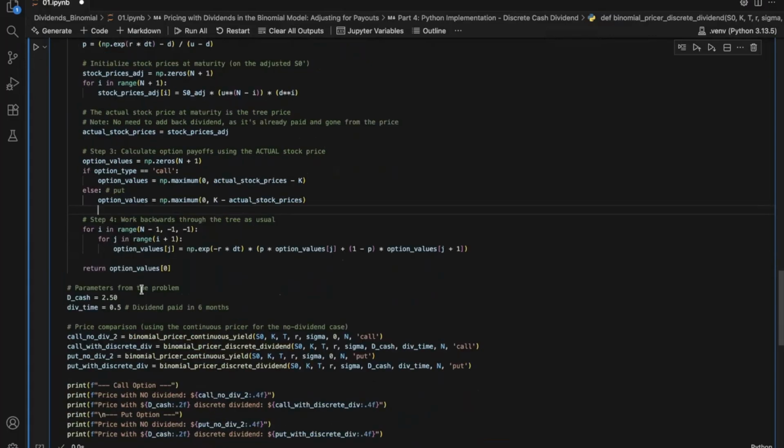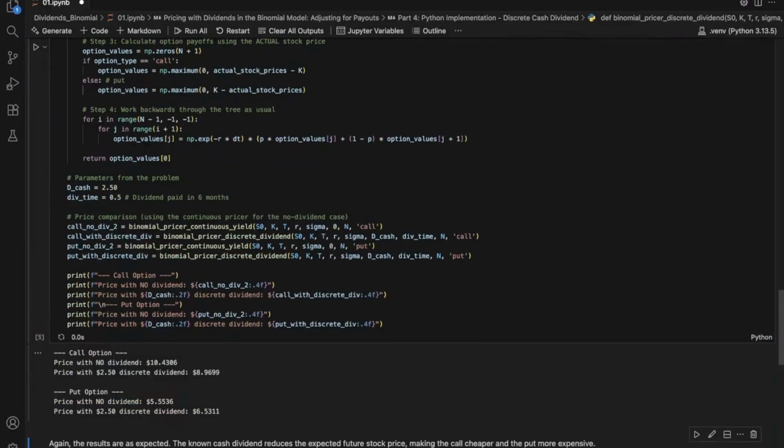So most of the parameters are the same, with two new parameters for this function, which are the dividend cash and the dividend time. Just like the previous snippet, for pricing with no dividend, we just put the dividend cash as 0 and we do not plug in the dividend time value. Let's run this code snippet. And the results again come from theory. The call option price drops from 10.4306 to 8.9699, and the put option price increases from 5.5536 to 6.5311. The effect is similar to the continuous yield, but calculated in a more precise, event-driven way.